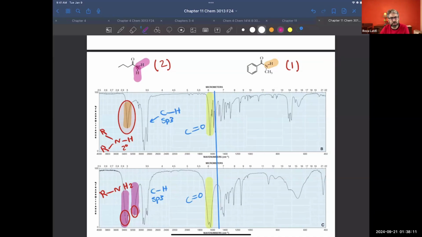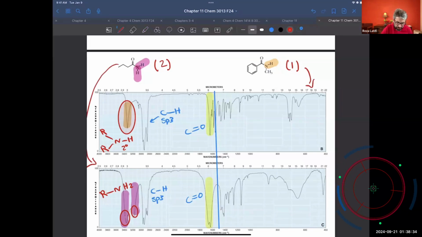And so the molecule that I labeled number 1 represents the first spectrum, and the molecule that I labeled 2 represents the second spectrum. Okay, so this one is going to be this molecule, and that one will be that molecule. Very good.